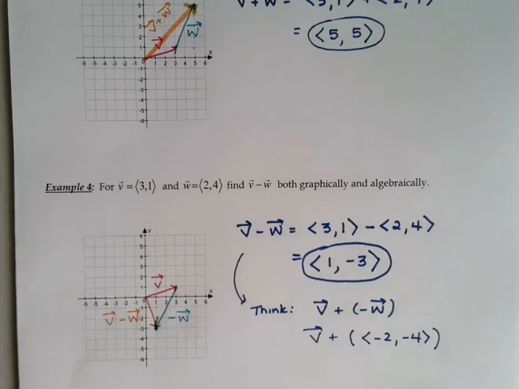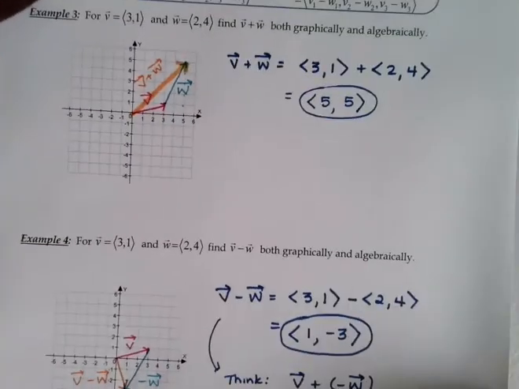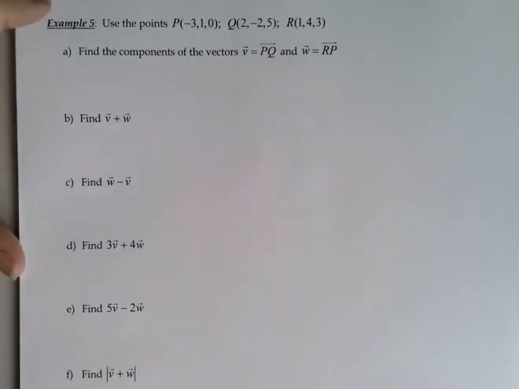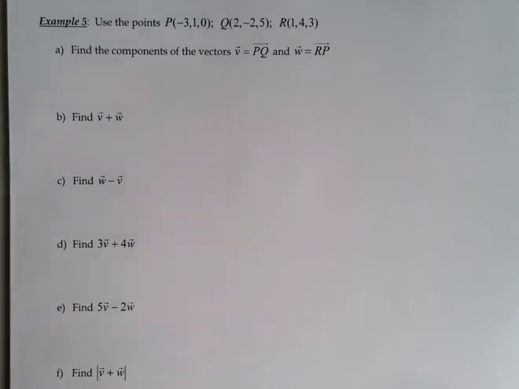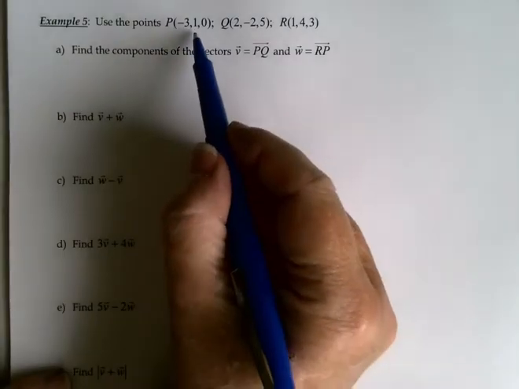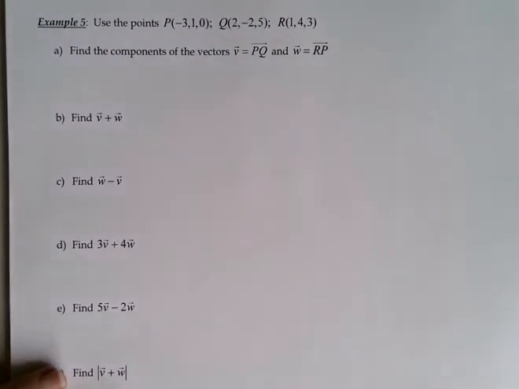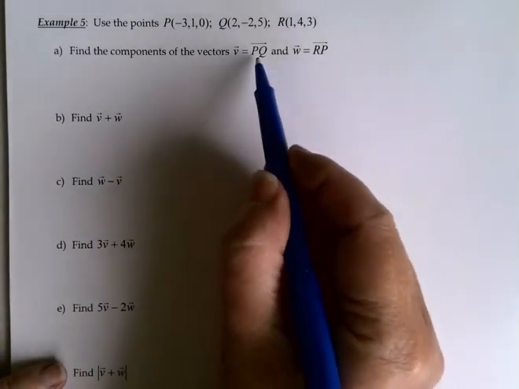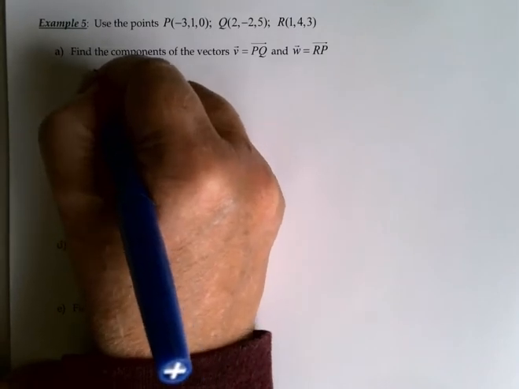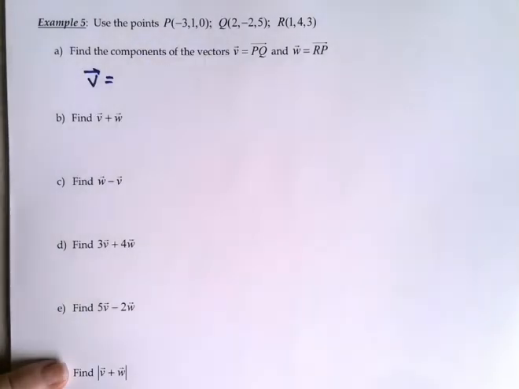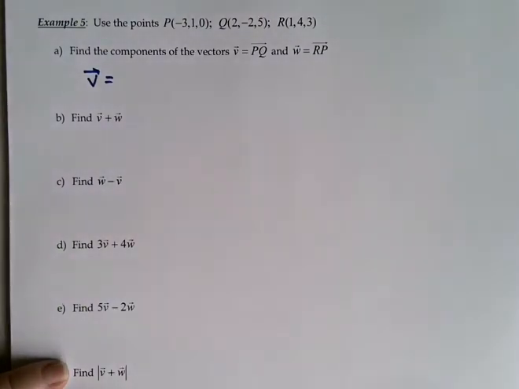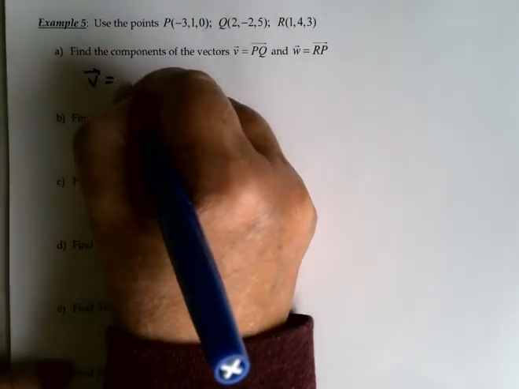All right, let's put a few of the pieces together, both from section A and now. And let's do a little bit of arithmetic with some vectors. I've given us 3 points, P, Q, and R. And first of all, we'd like to actually write the vectors V and W. V is PQ. Since it's PQ, remember that's going to be terminal minus initial, so I'll take Q minus P.